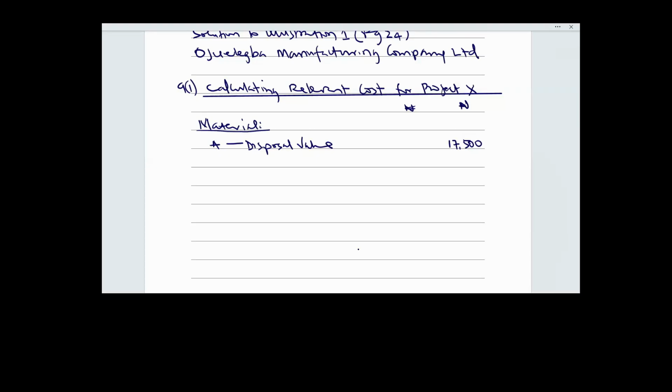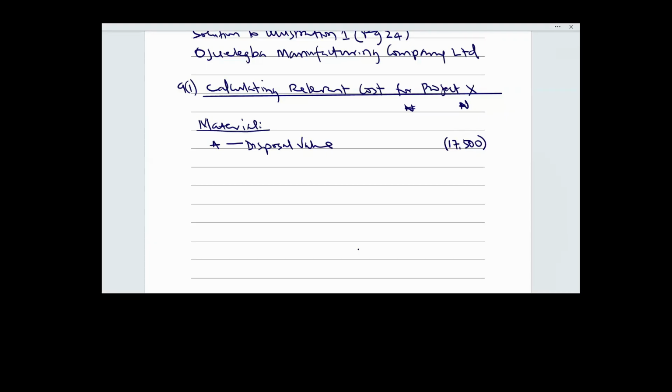Now, because what we are calculating is a cost. Cost simply means cash outflow. This disposal value of 17,500 naira is a saving, it's a cash inflow. Therefore, you have to put it in bracket because what you want to calculate is a cost, it's a cash outflow. So your saving must be in bracket to reduce the cost. So with this, we have treated disposal value. This is how to treat disposal value.